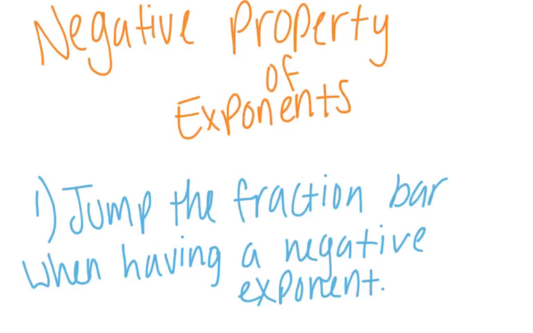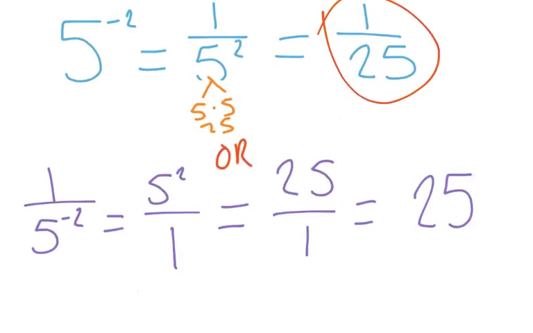When having a negative exponent, you must jump the fraction bar, making the negative exponent become positive. In this example, the negative 2 becomes positive and you multiply 5 twice. Then this becomes 1 over 25, which is your final answer.